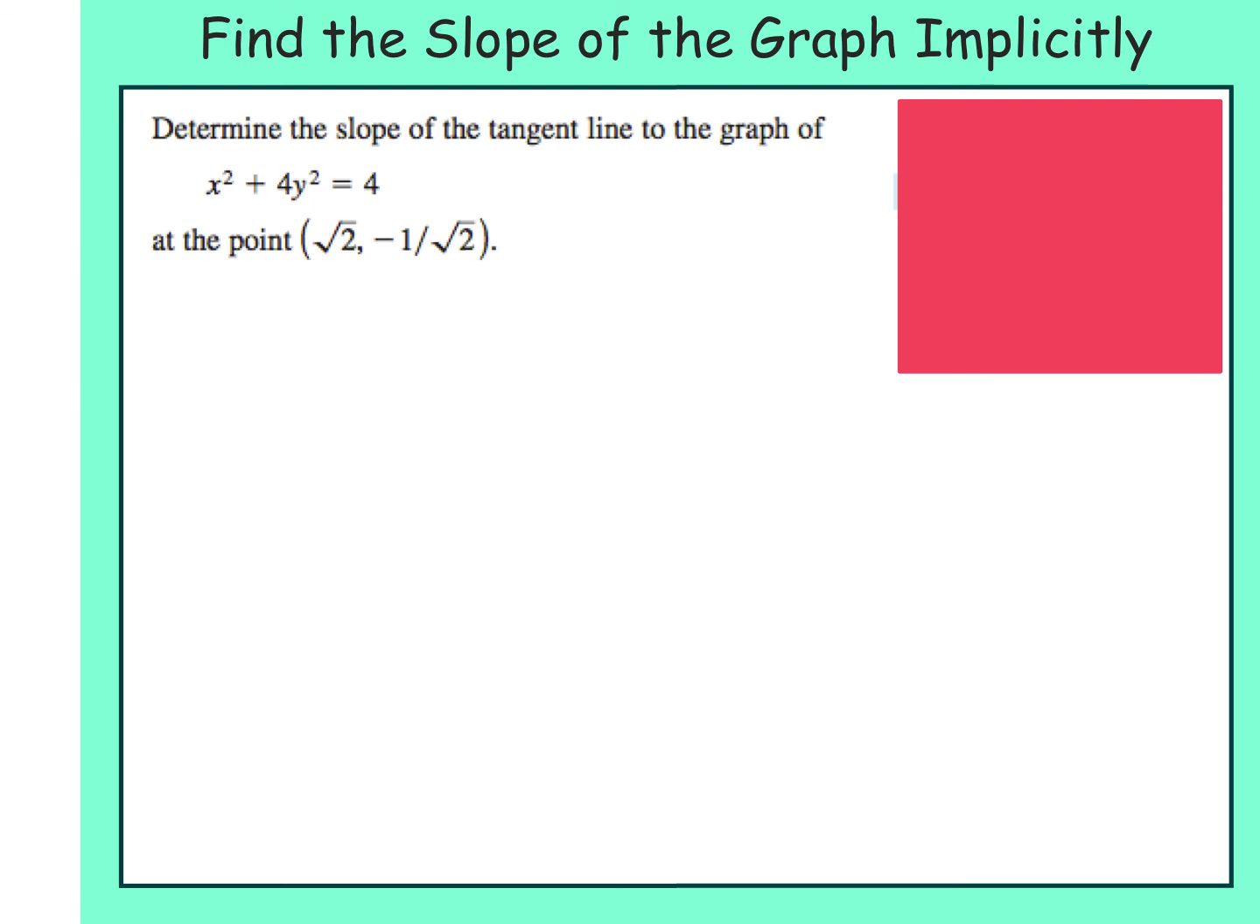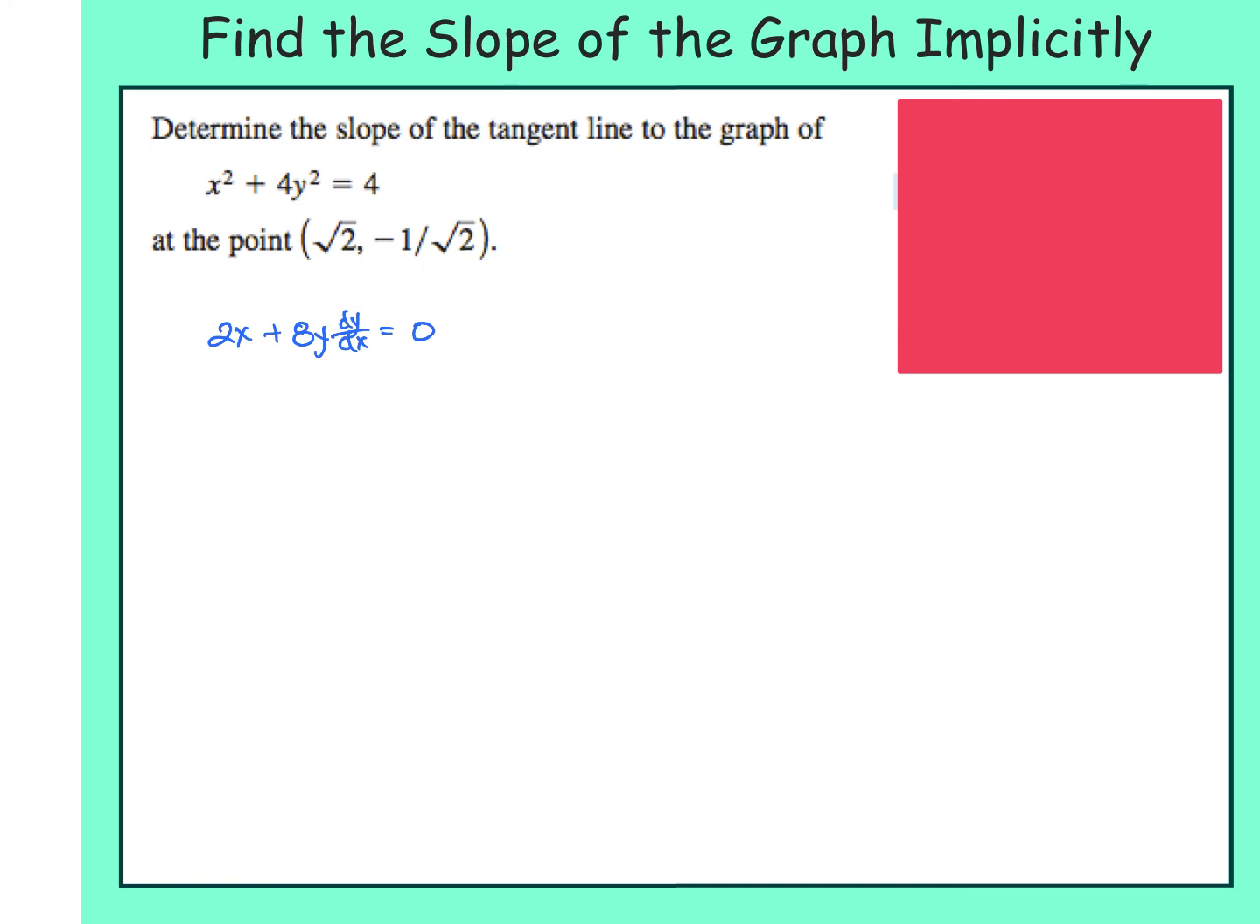What I would tell you to do in pre-calc was divide everything by 4, so it'd be x squared over 4 plus y squared over 1 equals 1. And so that is actually an ellipse. So we're going to take a derivative of an ellipse. So here we go. Well, what's the derivative of x squared? 2x. Plus, what's the derivative of 4y squared? 8y dy/dx. Very good. Is equal to 4? No, it's equal to what? 0. Very good.